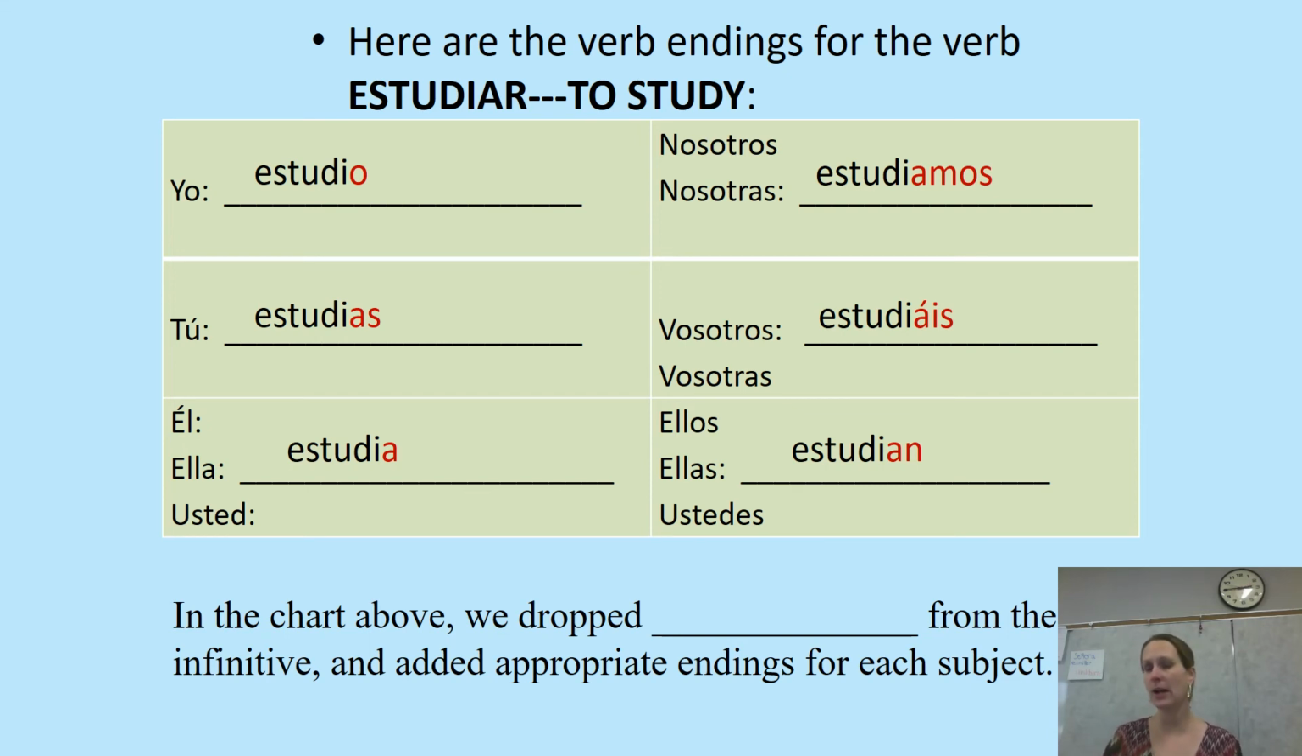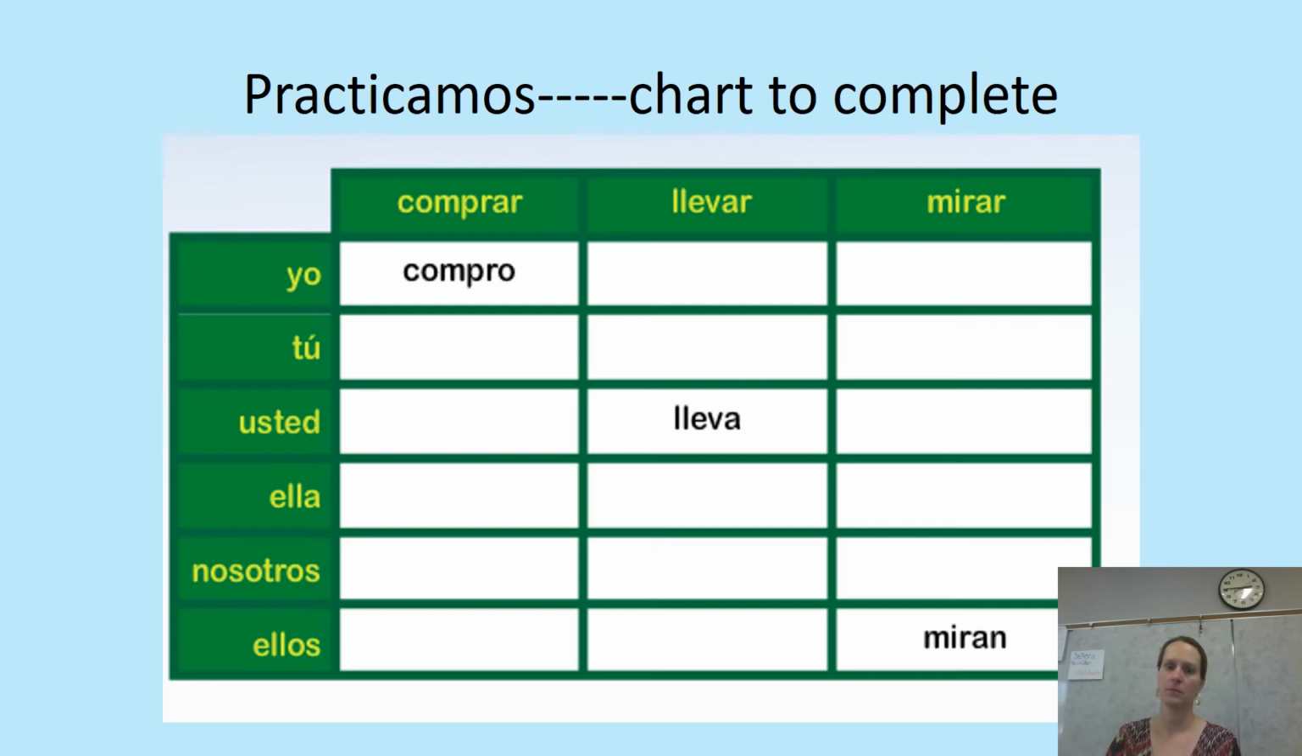All right, so really what happens if you look at this chart is that the AR is dropped from the end of the verb, and then you add on the endings that you see in red here on the chart to match up with the subject correctly. Pause here if you need to, but I'm going to show you a couple of examples on the next slide. So these are three other verbs we've looked at in this chapter: comprar, llevar, and mirar. And so we're going to look at the charts of all three of these verbs, just as examples of what that would look like.